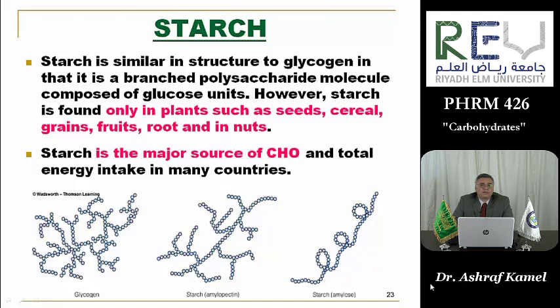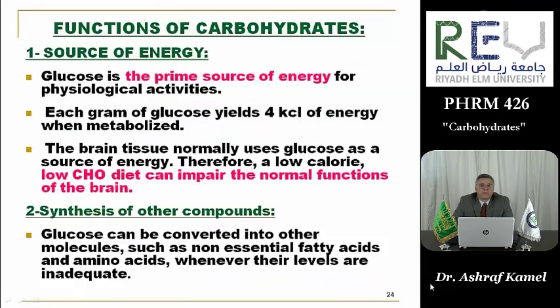The third type of polysaccharide is starch. Starch is similar in structure to glycogen in that it is a branched polysaccharide molecule composed of glucose units. However, starch is found only in plants such as seeds, cereals, grains, fruits, roots, and in nuts. Starch is the major source of carbohydrate and total energy intake in many countries.